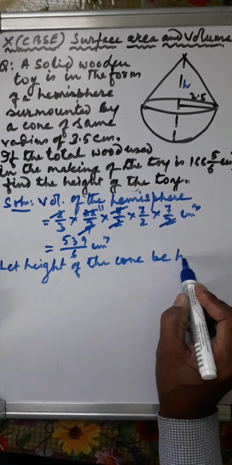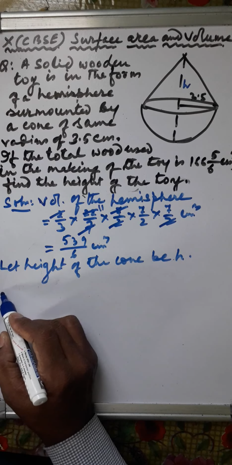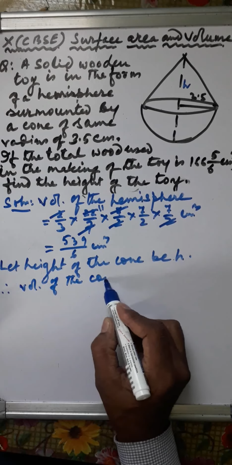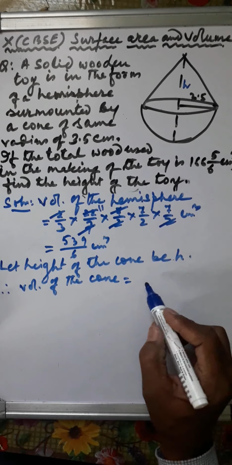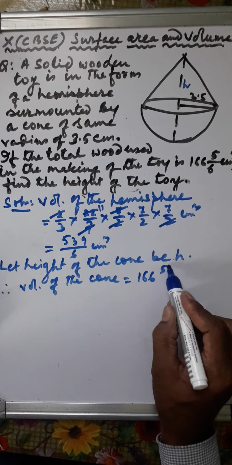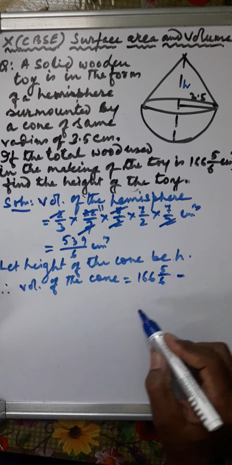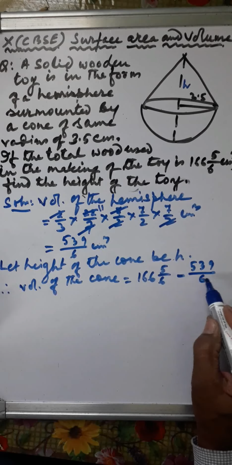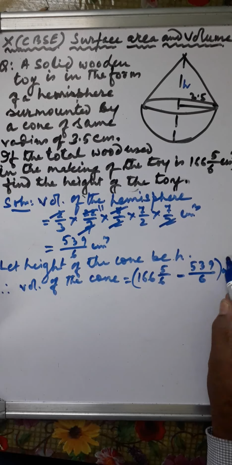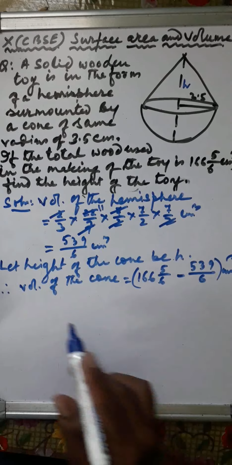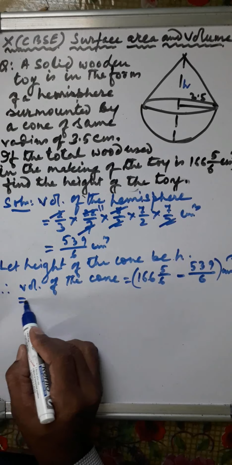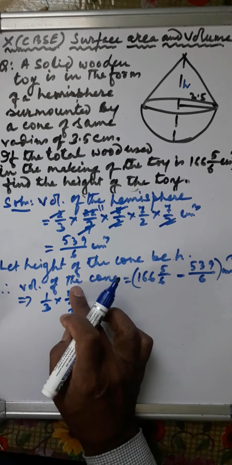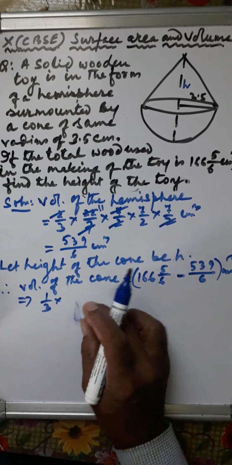Now you can write, let the height of the cone be h. Therefore, volume of the cone is equal to total volume 166 and 5 by 6 minus volume of the hemisphere, 539 by 6 centimeter cube, and that will give you the volume of the cone is 1 by 3 into 22 by 7 into pi r square h.